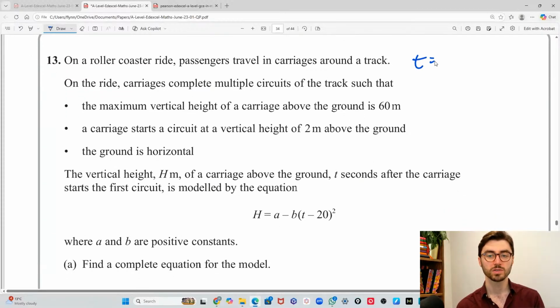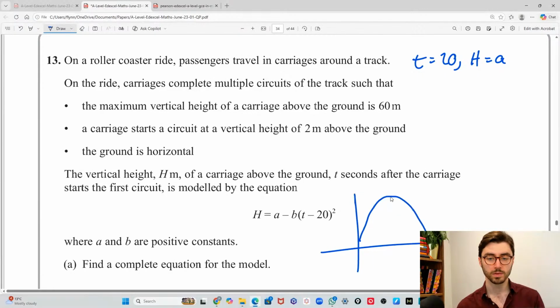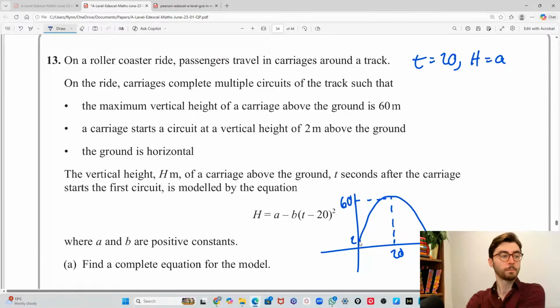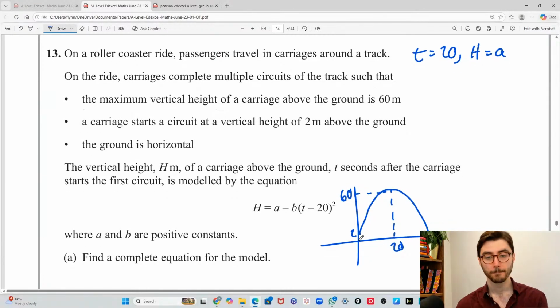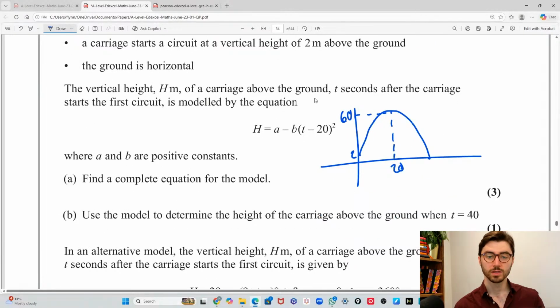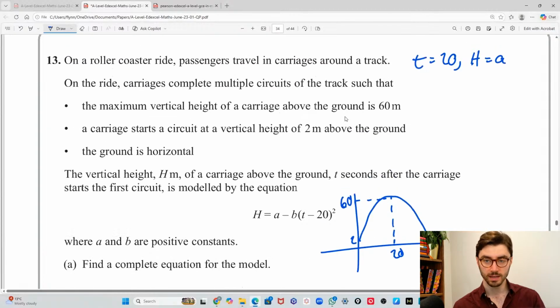Okay, so I'm just going to show you the rationale. When t equals 20, h equals a, which is the maximum, or rather, you can sketch this. So this maximum height should be at 20. That should be 60 above the ground, and it should start from 2 above the ground. So when t equals 20, that is equal to 0. So a is equal to 60.